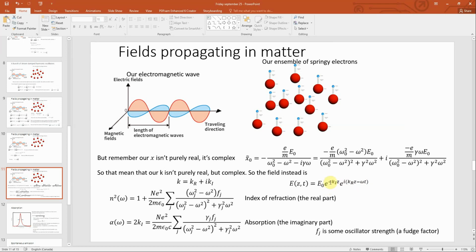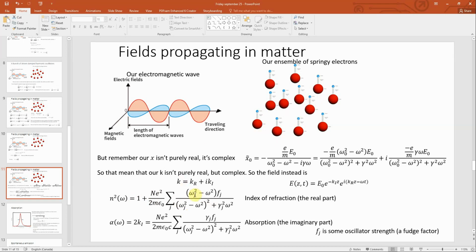And this e to the minus kiz means that as you propagate in z, this thing is going to decay. This decay is absorption, because that means that the electric field is diminishing as it propagates through the material. So we're going to call the real part, we're going to relate that to the index of refraction, and that's just going to be given by here, where n is the total number of all these electrons that are affecting the signal.